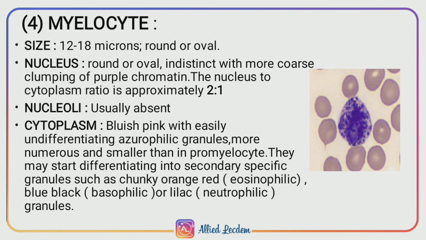Cytoplasm appears bluish pink with easily visible acidophilic granules that are primary granules, and they are present in more numbers and are smaller in size when compared to the promyelocyte. They start differentiating into secondary granules, such as chunky orange-red granules in the case of eosinophils, blue-black granules in the case of basophils, or lilac, that is a Eurasian shade, which is pink in color in the case of neutrophils.